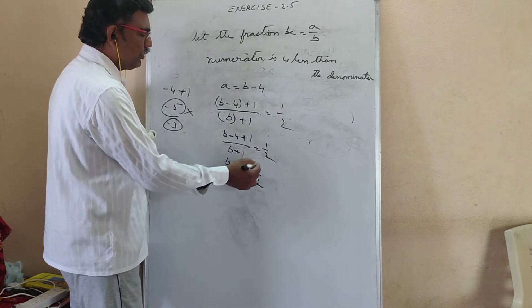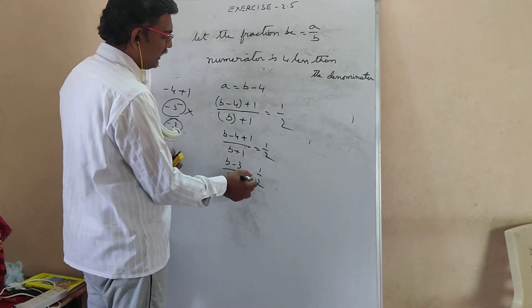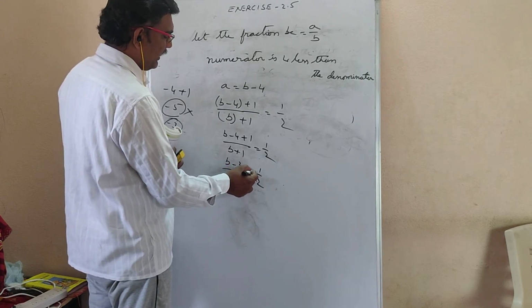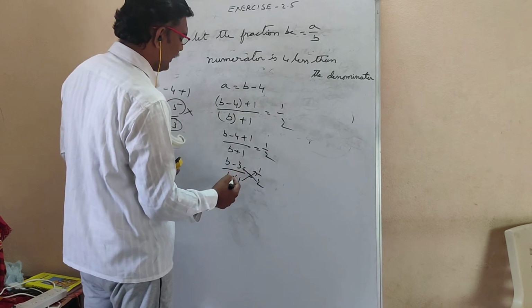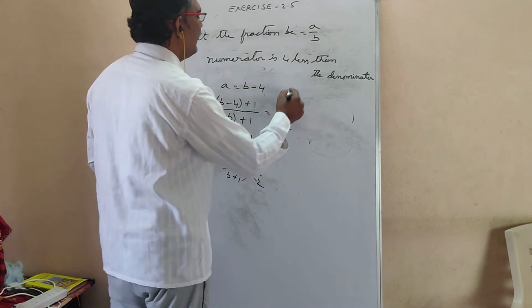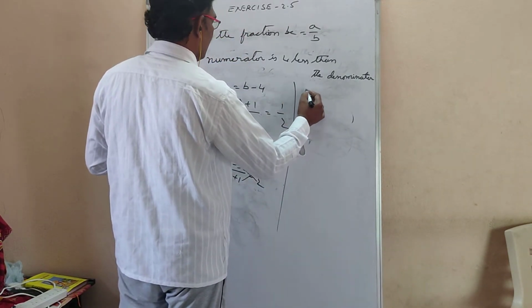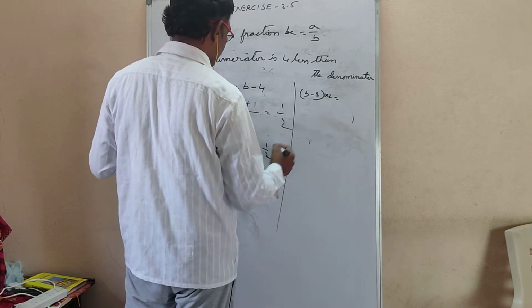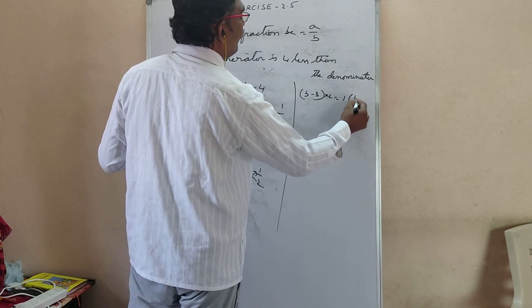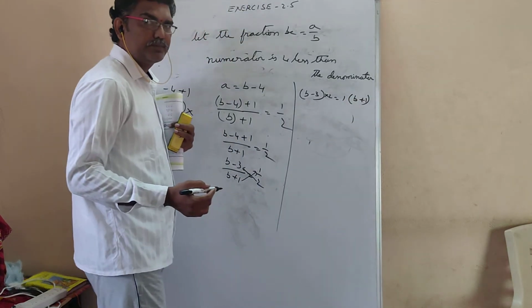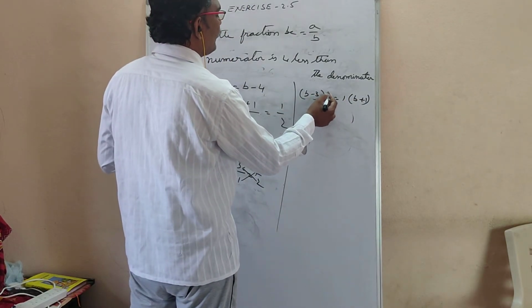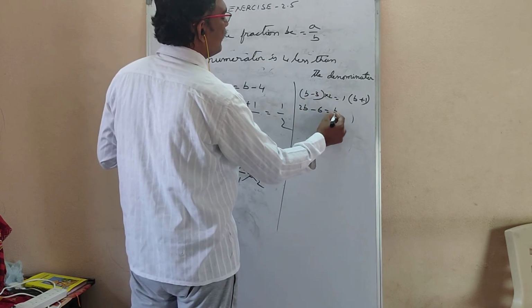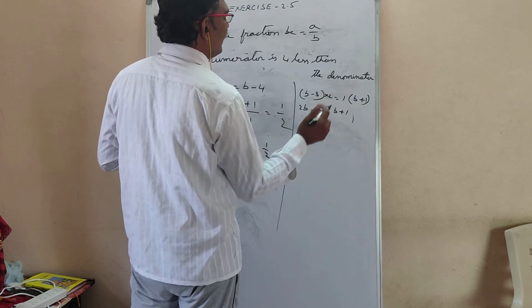Now you should do cross multiplication. Cross multiplication means this 2 should multiply with the entire b minus 3, and b plus 1 should be multiplied with 1. So you are getting here: (b minus 3) into 2 is equal to 1 into (b plus 1). Now multiply with the 2 again. 2 into b is 2b. 2 into minus 3 is minus 6. With 1, if you multiply, the same will come.